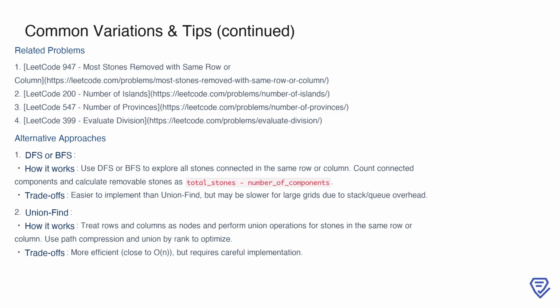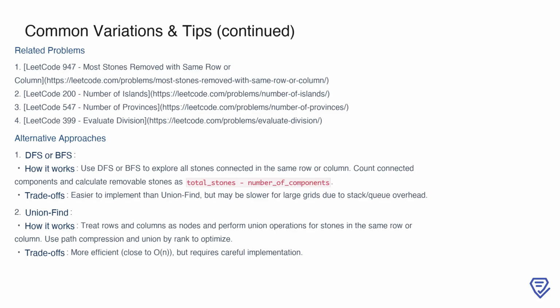Now, let's consider alternative approaches to solving the problem. Using DFS or BFS, you can explore all stones connected in the same row or column. By counting the number of connected components, you can calculate the removable stones as the total number of stones minus the number of components. This approach is often easier to implement, but it may be slower for larger grids due to the overhead of maintaining stacks or queues.